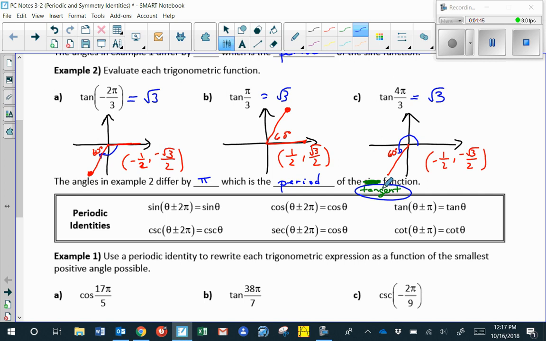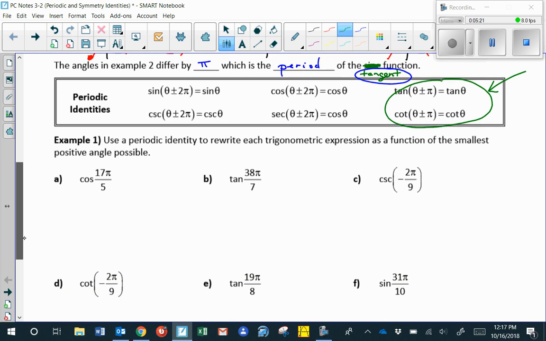So that leads us to the periodic identities, which say that if I add or subtract 2 pi from an angle in an expression that has a period of 2 pi, then the sine values, the cosine values, the cosecant values, the secant values are the same. For tangent and cotangent, the period of those functions is pi. So it's important that we recognize that those periodic identities are slightly different.